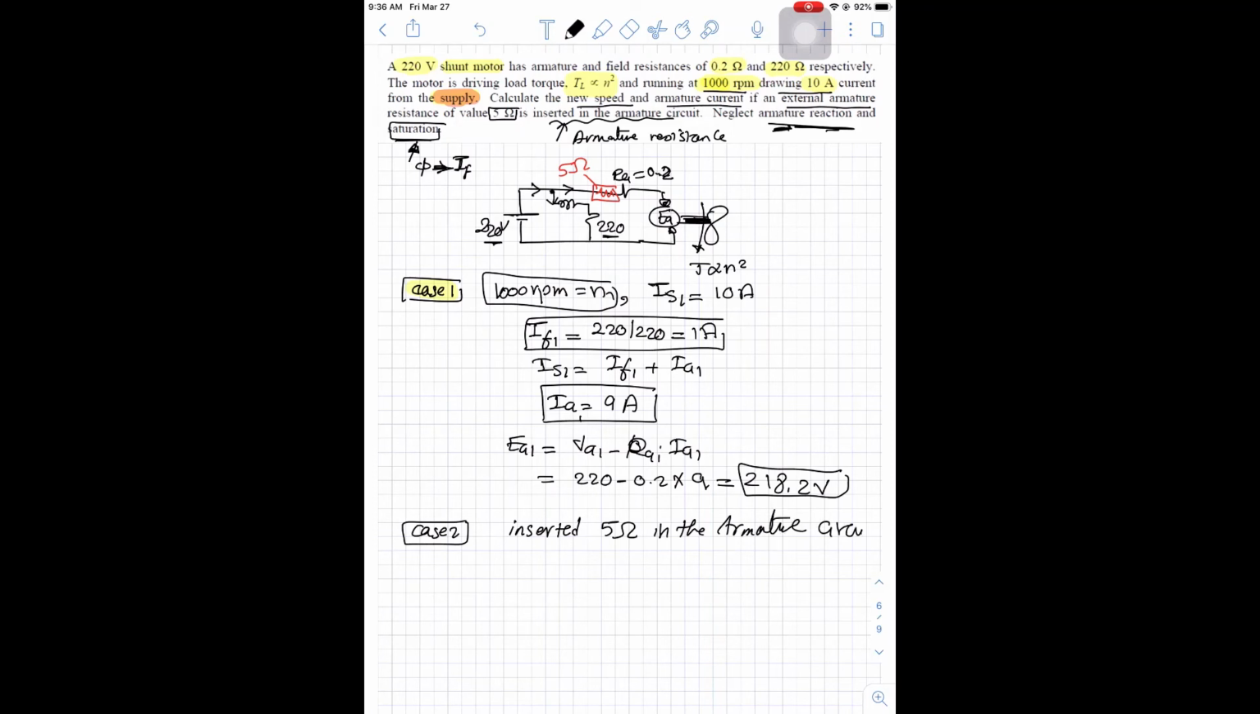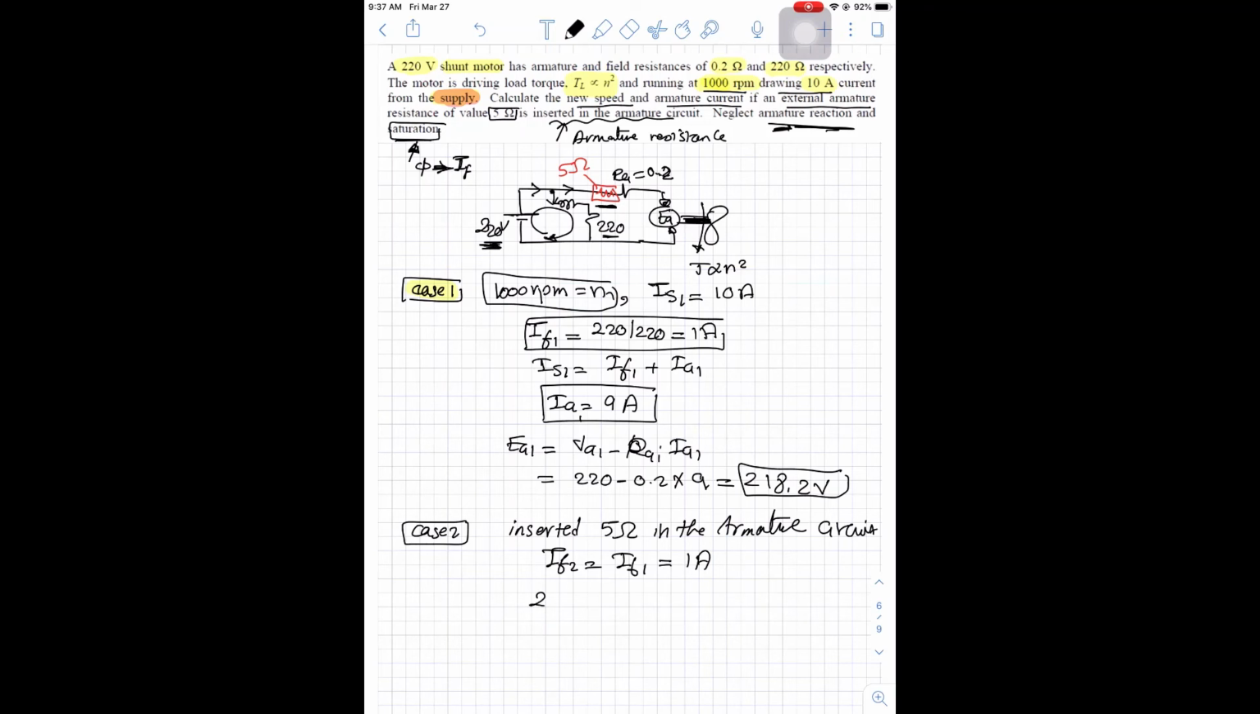So this is the only change between case 2 and case 1, that you inserted here a 5 ohm resistor. This means the circuit is still the same. So we still have I field 2 equals I field 1 equals 1 ampere. So we didn't change the field circuit, so the field current is still the same. Also, we didn't change the source voltage.